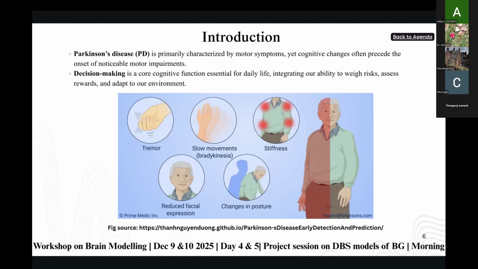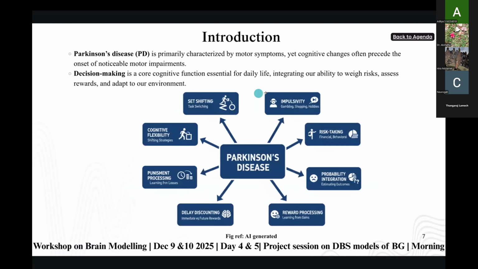Now, when I say decision making is disrupted, what are the actual functions that are disrupted? First thing is they show a lot of impulsive behavior. That is, they have a lot of impulsive shopping behaviors, or they have a lot of gambling kind of behavior, and they end up losing a lot of money. They also show a lot of risk taking behavior. That is, if you give them a choice of picking from a high risk stock versus a low risk stock, they end up always picking the high risk ones.